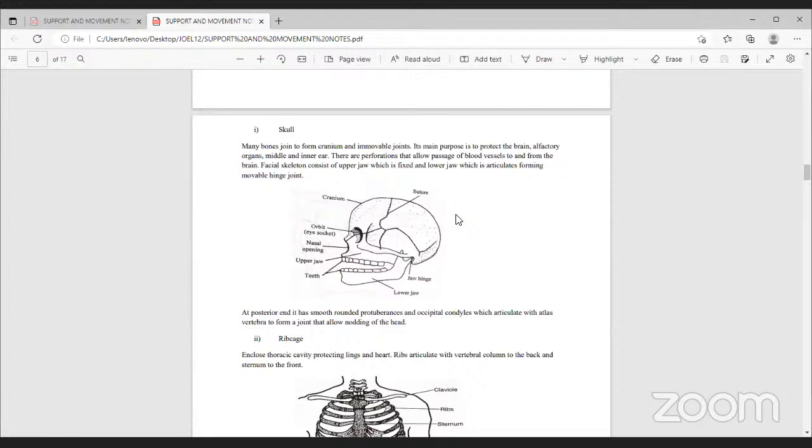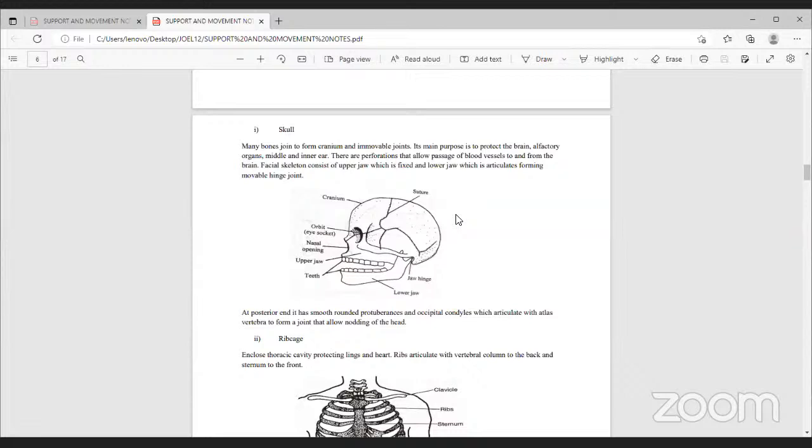The other thing about this one here, you realize that the upper jaw is fused to the cranium. If you try to move the upper jaw, you realize that it cannot move. It is fixed, fused with the cranium. So what normally moves is the lower jaw, because the lower jaw and the upper jaw are articulated together to form a hinge joint. Even if you try now, what moves is the lower jaw, but the upper jaw does not move.